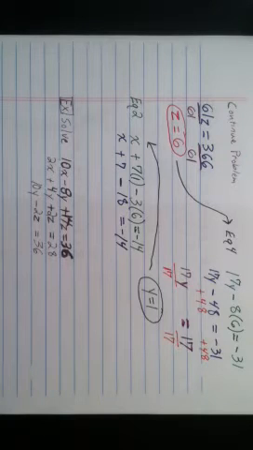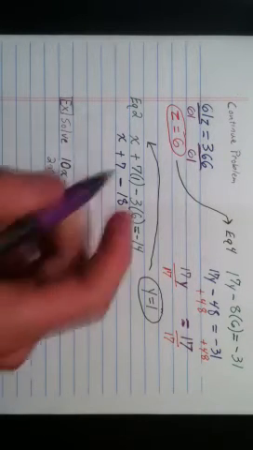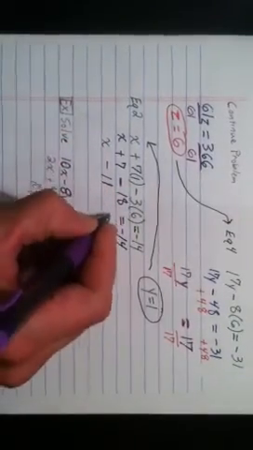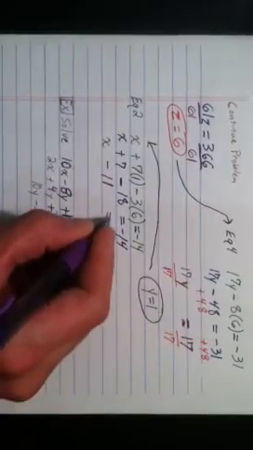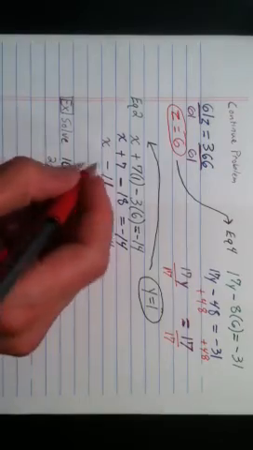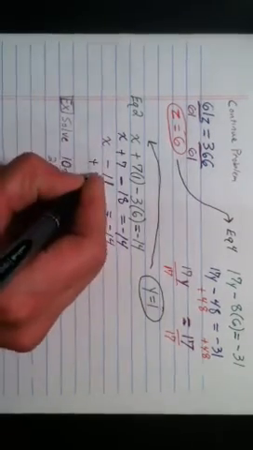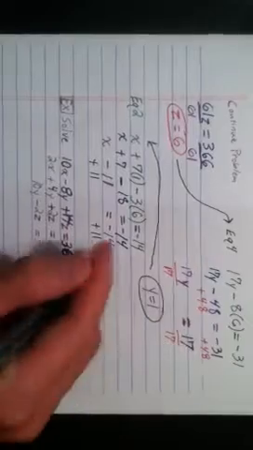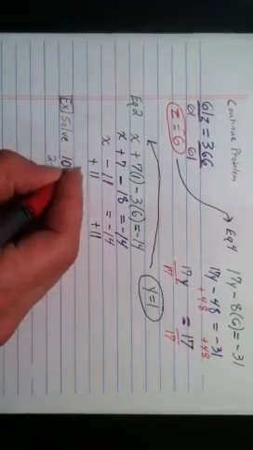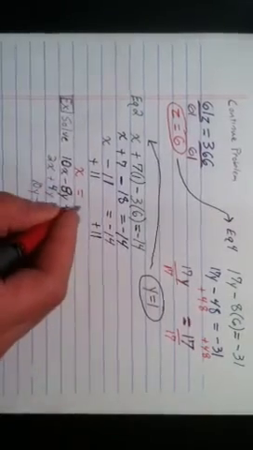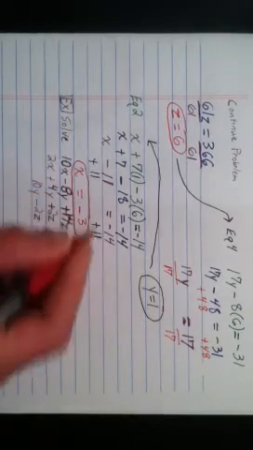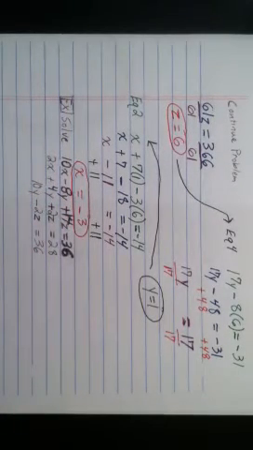7 minus 18 gives us minus 11. So x minus 11 equals negative 14. Adding 11 to both sides, we get that x is going to equal negative 3. So we now have all 3 parts of our solution.